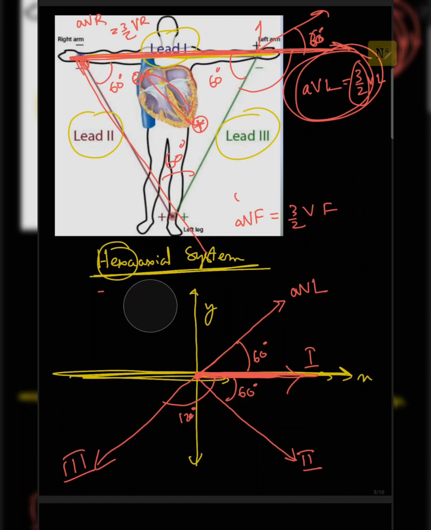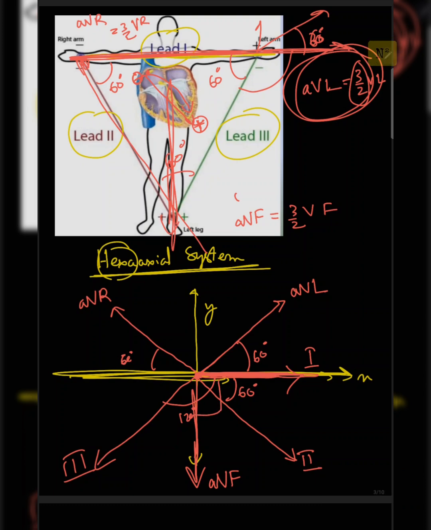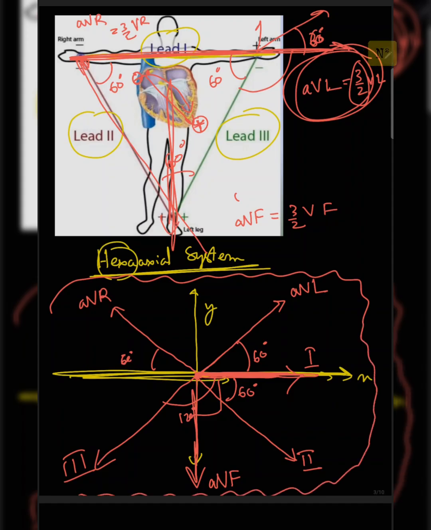Similarly, the right arm augmented value, that is 3/2 times, is taken as 60 degrees to that of the negative lead, since it's on the right side of the heart, so that is taken as the AVR. And foot, it is passing perpendicular to the axis of the heart. So the third augmented lead, that is AVF, is taken as 90 degrees to that of the lead 1 axis. Now whatever figure you are looking at right now, the graphical representation of all the axes and the leads, is called a hexaaxial system.